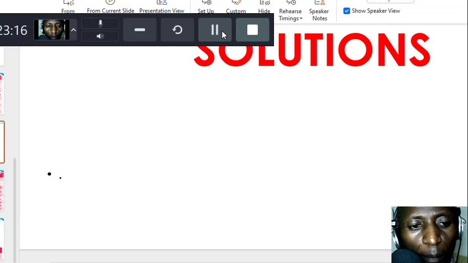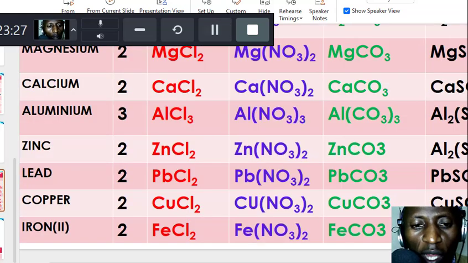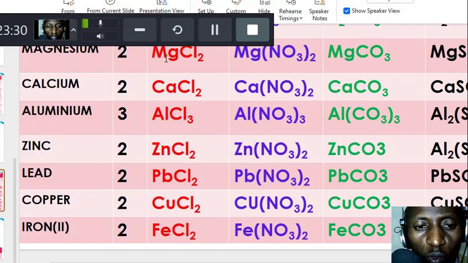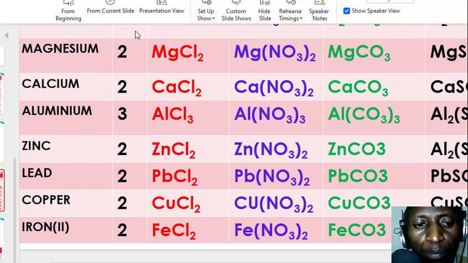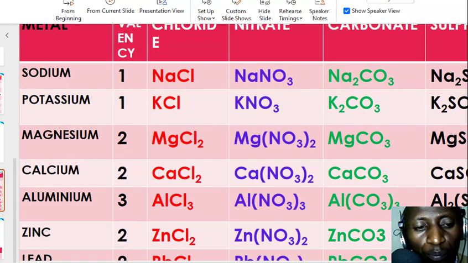Solutions to what we were having in the top part, the first part of the table. We had sodium, valency 1, potassium valency 1, magnesium valency 2, calcium valency 2, aluminium valency 3, zinc valency 2, lead valency 2, copper 2, and iron valency 2.